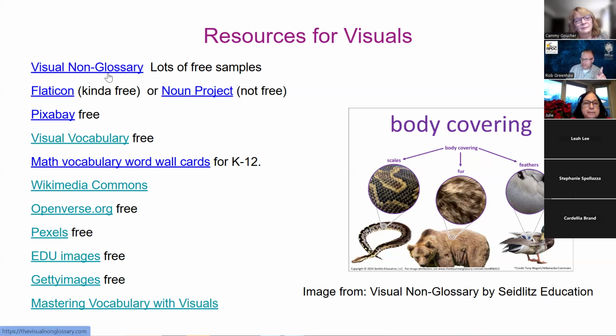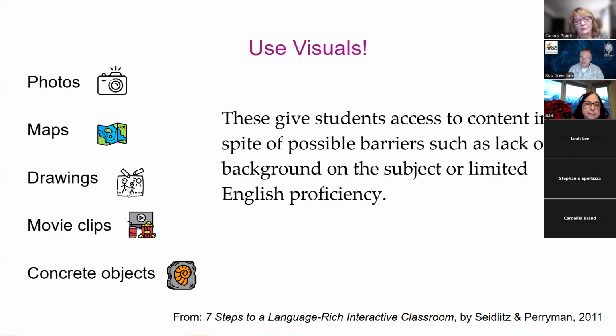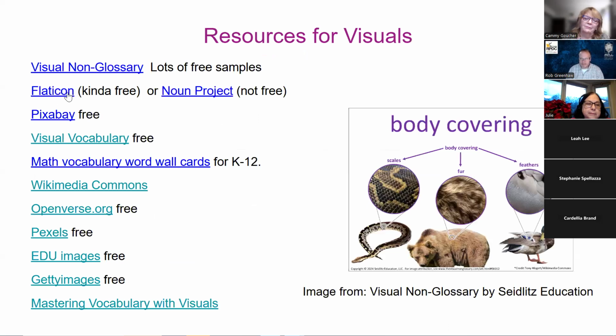So check out Visual Non-Glossary. There are lots of free samples. I use a site called Flat Icon a lot for putting a little bit more images on my slide decks. For example, all of these were icons from Flat Icon. Flat Icon is mostly free. They're wanting subscriptions a little bit more, but you can mostly get a lot of images for free. Noun Project is similar, but definitely wants a subscription.